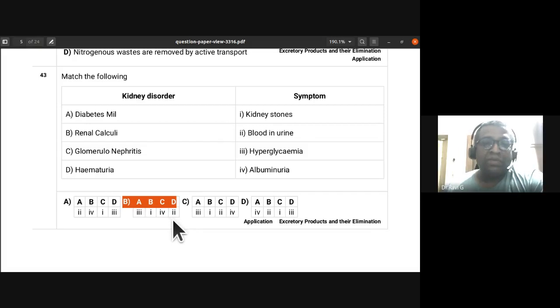Hematuria is blood in urine. So with this choice 3142, hematuria is blood in urine. You know that these are the correct combinations. So B gives the right combination of this 3142. This is the correct combination in B.